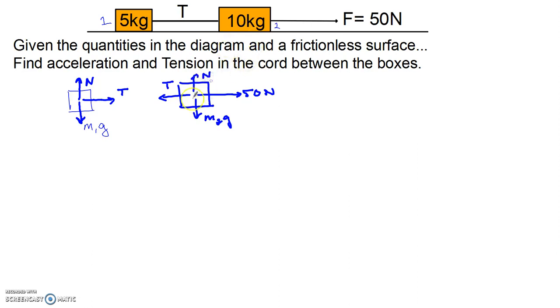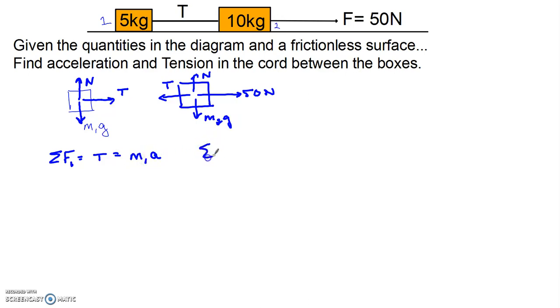Now, the next step is to write what I call the sum of the forces equations, or the Newton's second law equation for each box. I'm not going to write the y equations because they're not relevant here. The normal force equals the weight, and there's no acceleration in the y direction. So the sum of the forces in the x direction on the first box, well, there's only one force. So that's tension equals ma, and the mass is M1A.